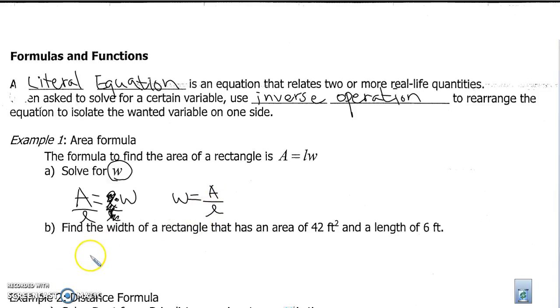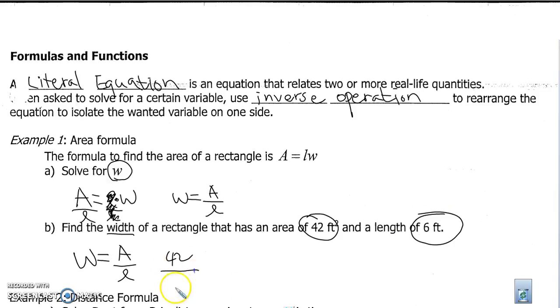Find the width of a rectangle that has an area of 42 square feet and a length of 6 feet. We're going to use the new formula to find width, which is A divided by L. And we're going to substitute 42 into the area and then 6 into L. So you use substitution. 42 divided by 6 will be 7. And 7 feet is the measurement for the width. So that's the answer.